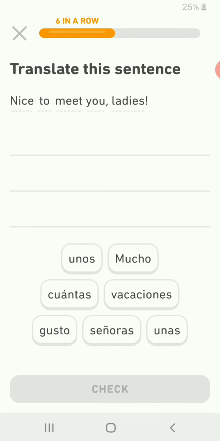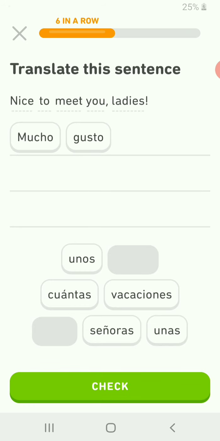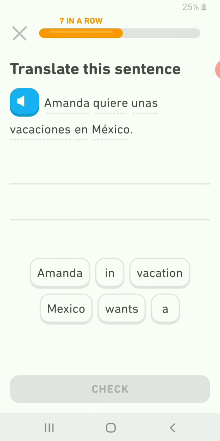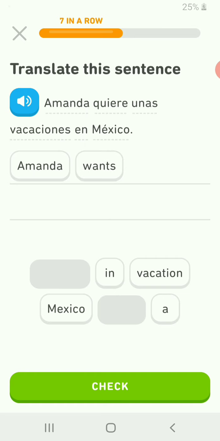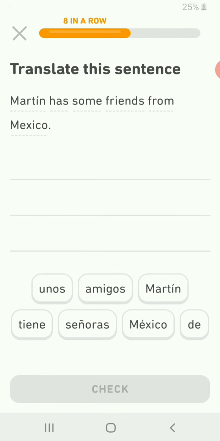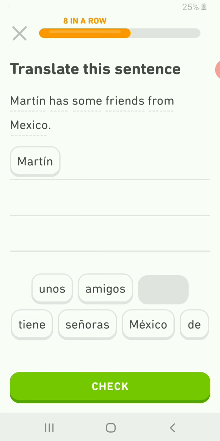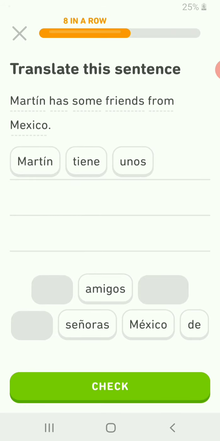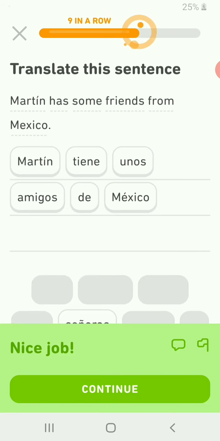And nice to meet you, ladies. So, mucho gusto. Mucho gusto, señoras. Amanda quiere unas vacaciones en México. Amanda wants a vacation in Mexico. And Martin has some friends from Mexico. Martin tiene unos amigos de México.